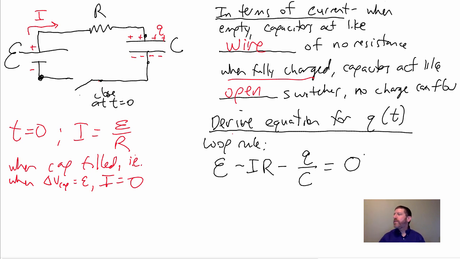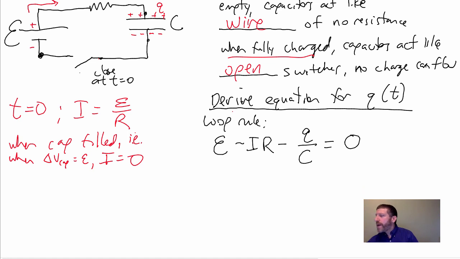To find this Q over C, it's just from the capacitance formula: you solve for V, you get delta V is Q over C. So let's go ahead and use that, and what we're going to end up with is an equation very, very similar to what we get with resistive forces. In fact, we are going to have to use separation of variables to get this to work.